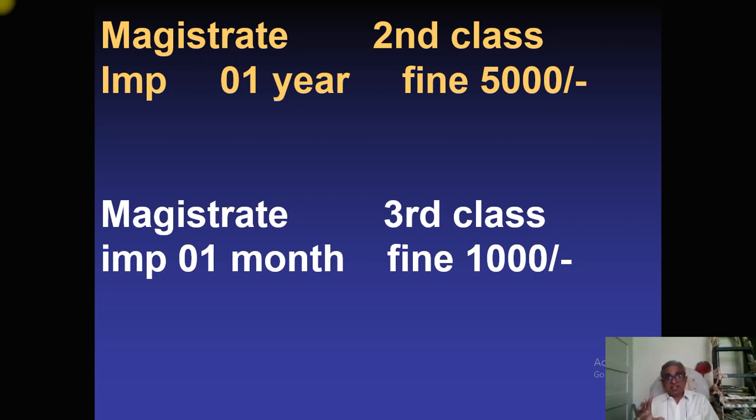Same way, third class magistrate can award imprisonment up to 1 month and fine up to 1,000 rupees. That is the maximum judicial power of a third class magistrate. There are also special magistrates, such as honorary magistrates. Some respectable person may be given the designation of honorary magistrate. He can only impose the fine.